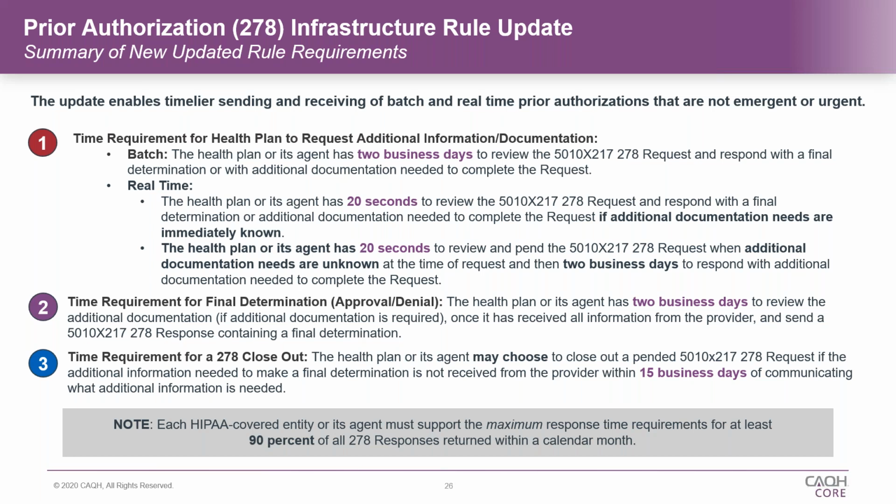So 2 days for batch, 20 seconds for real time if this system can automatically generate that response and send it back. Or again, 2 days for real time if the documentation needs are unknown by the adjudicating system. Again, this allows for systems to be built. Those roles and responsibilities, those adjudication requirements can slowly be built and added to over time with the operating rules. So again, this is specific for the request and response.